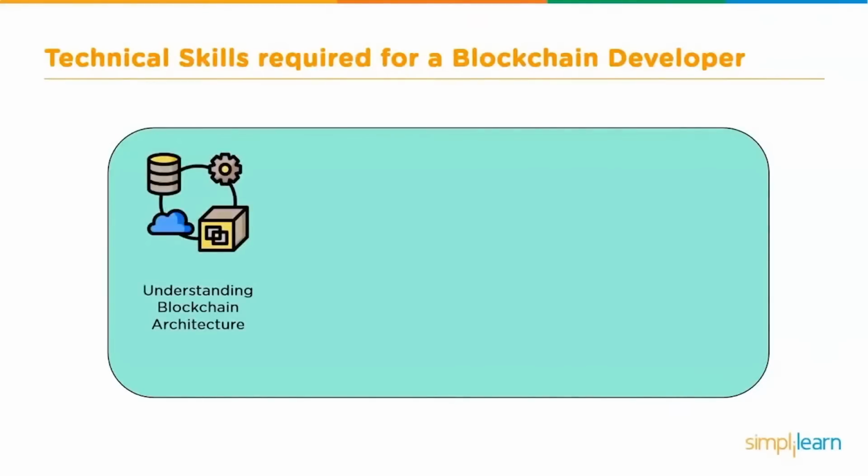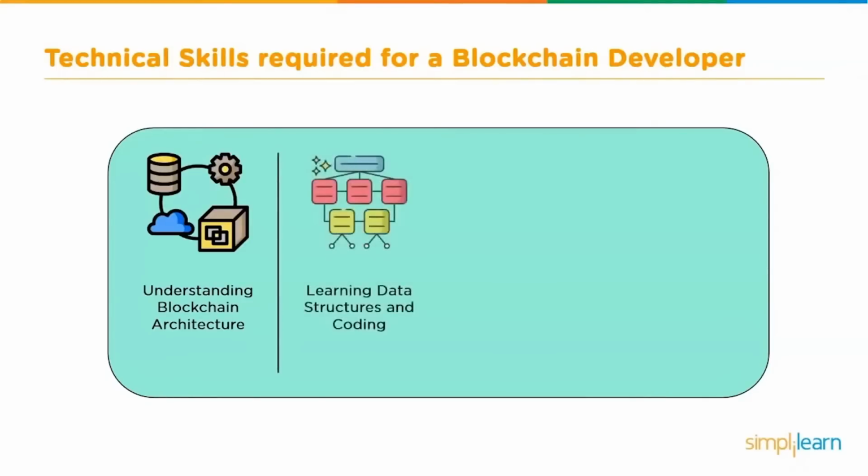Understanding blockchain architecture. For starters, you should have a complete understanding of blockchain technology, its architecture, how it works, and its critical concepts like hash functions, distributed ledger technology, and consensus protocols. Next, data structure and coding. Data structures and coding are considered the most basic and essential skills required to be a fine developer. It is a must-have skill to become a blockchain developer, as it enhances your ability to play and configure blockchain according to your requirements.